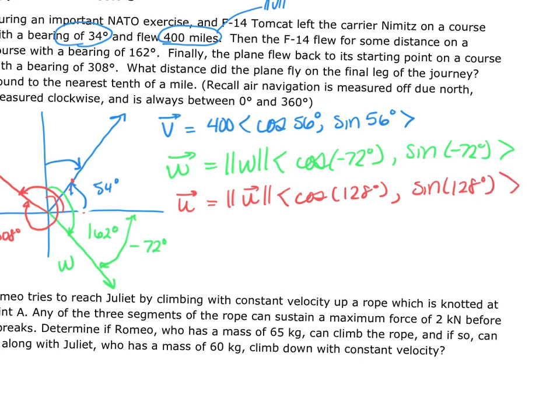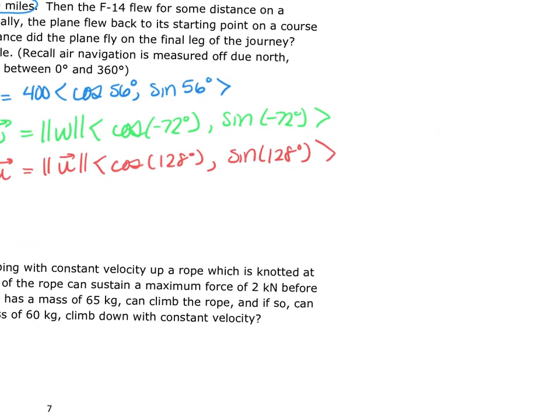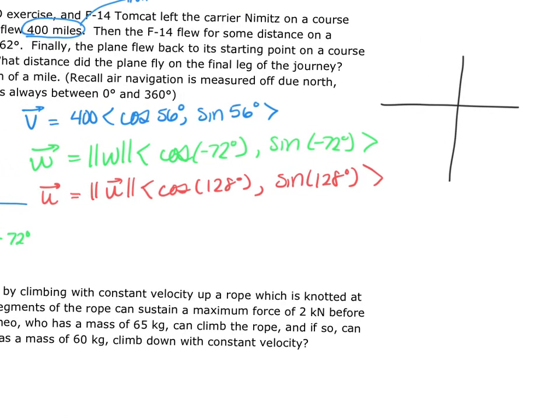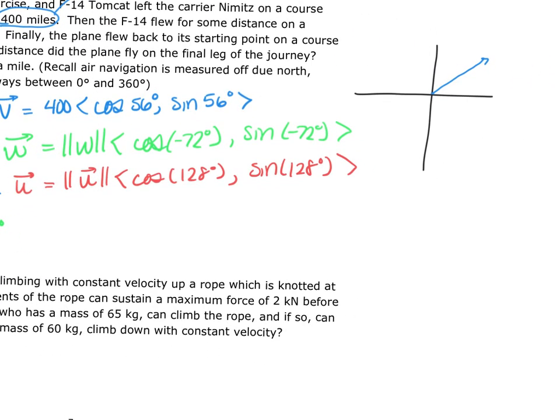Now, what I know is if I were to draw all of these vectors, their tip to tails has to close. Here's my first vector. This is vector v. My vector w, and then my vector u.